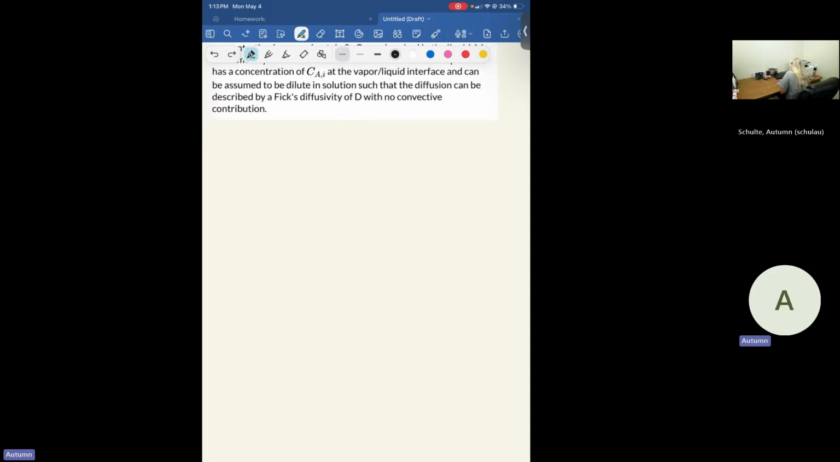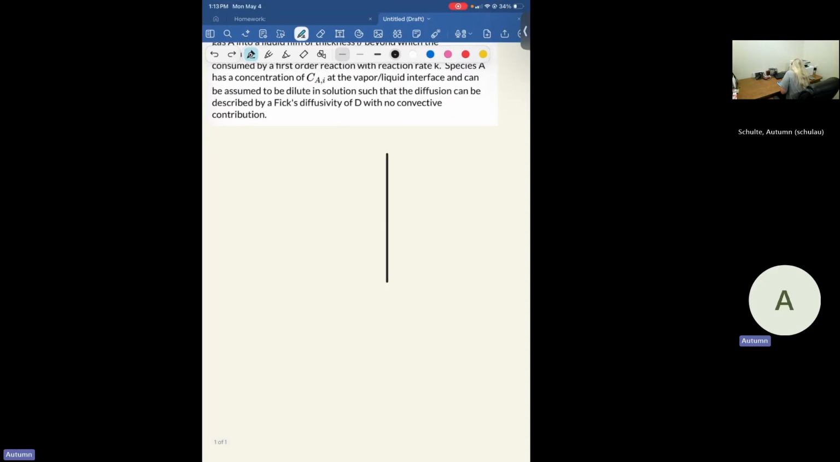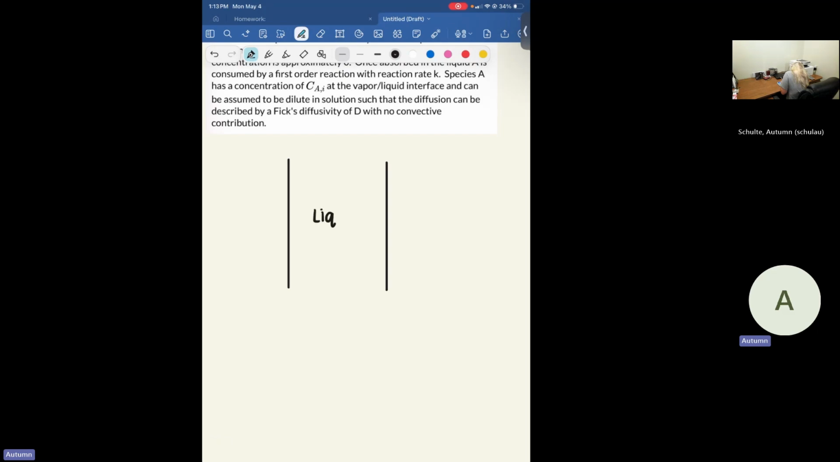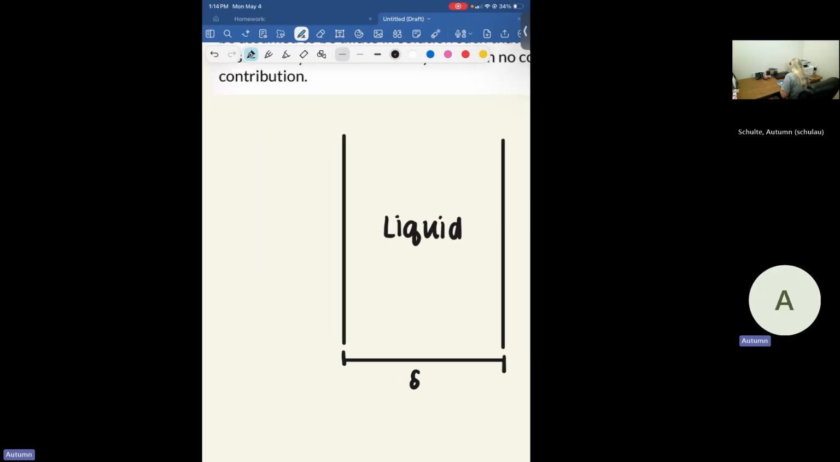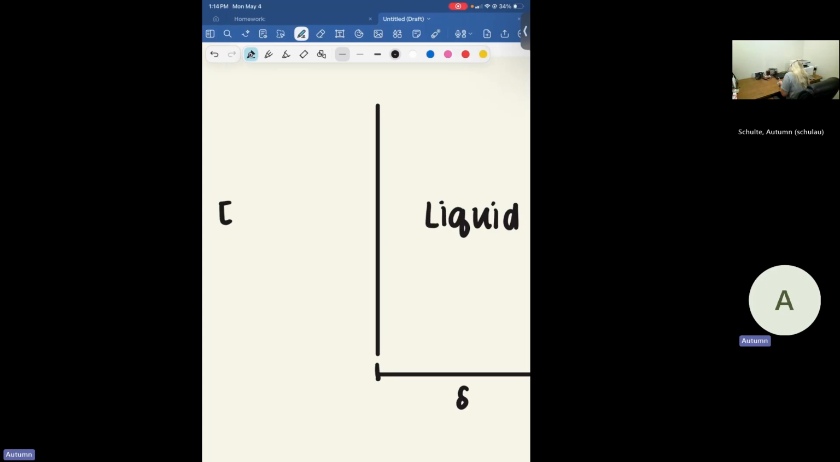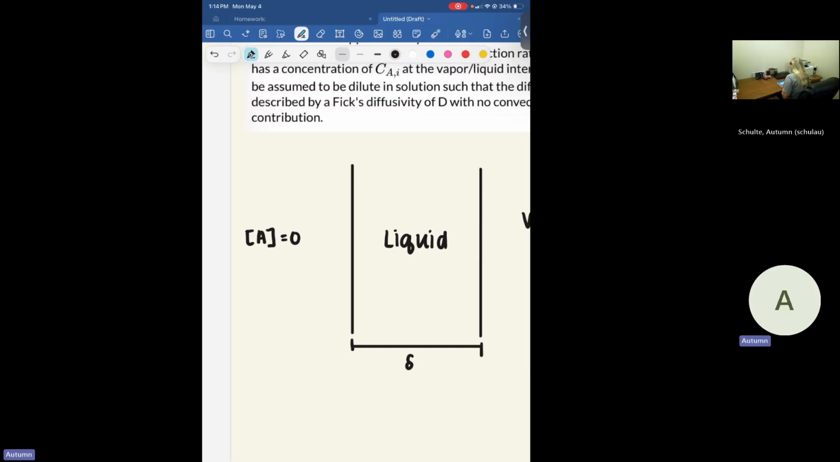All right, so let's model this by drawing out a container. This container contains all liquid, and outside of it there is vapor. And there is some distance here, which is our liquid film thickness, which is modeled by delta. And also outside of this container, there is a concentration of species A, which is equal to 0.